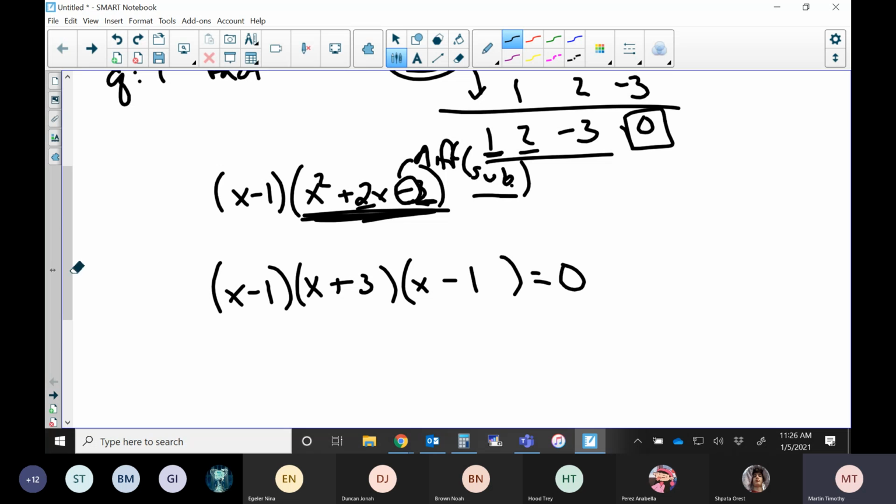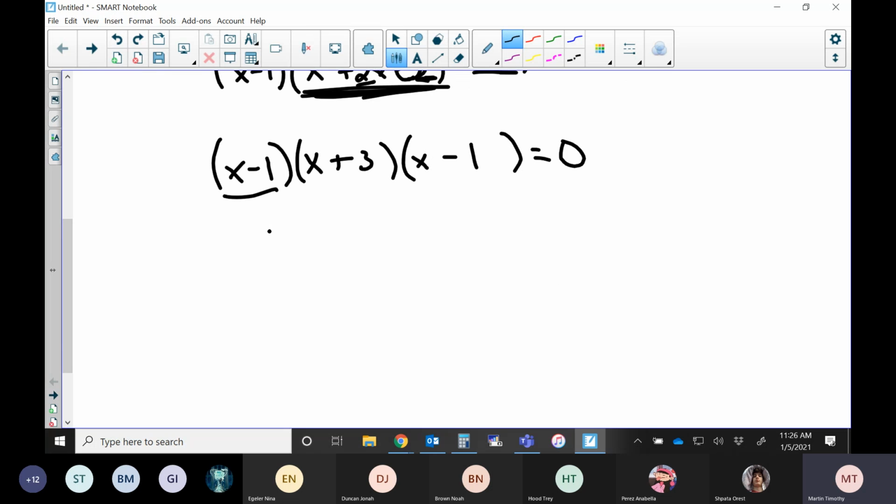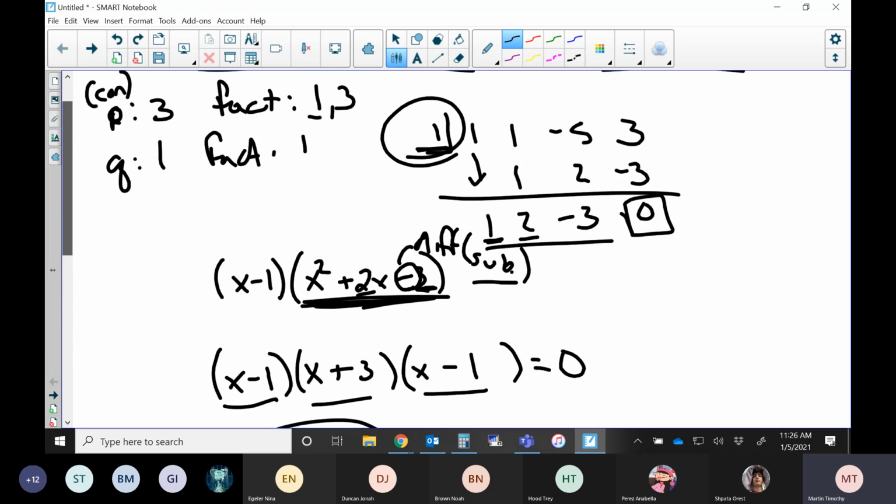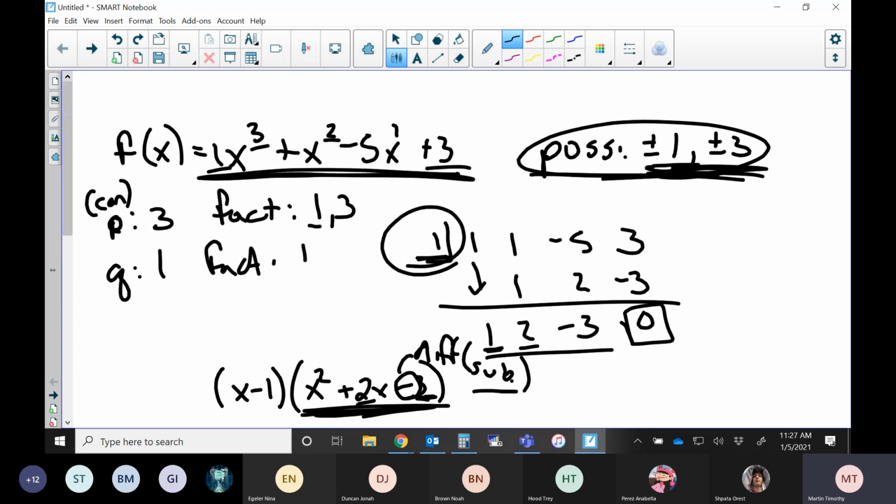And that means my zeros, what makes this bubble 0 is 1, what makes this bubble 0 is negative 3, what makes this one 0 is 1, which is already listed, so I don't have to list it again. So these are my zeros, aka my x-intercepts, also known as your roots. Now, this question did not ask me to do this. I am furthering this. Let's say they asked me to graph this question.